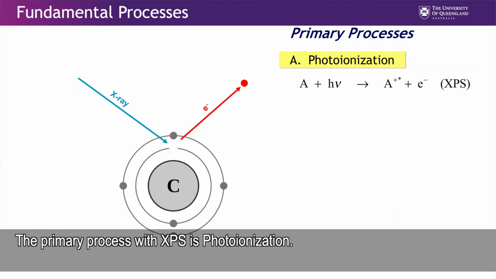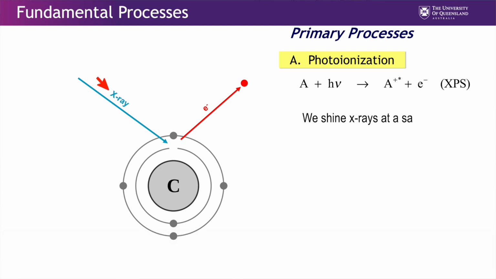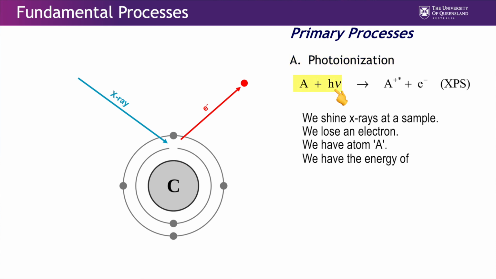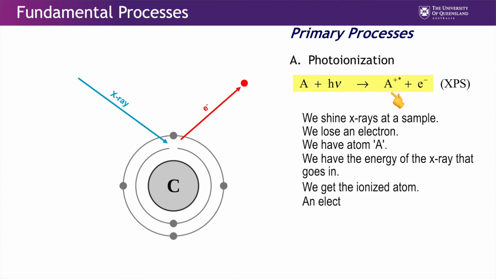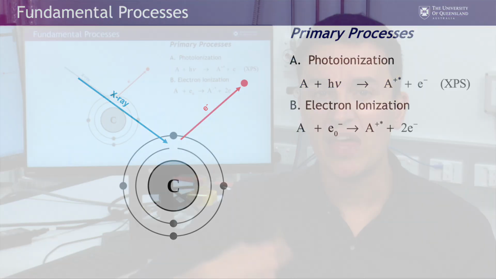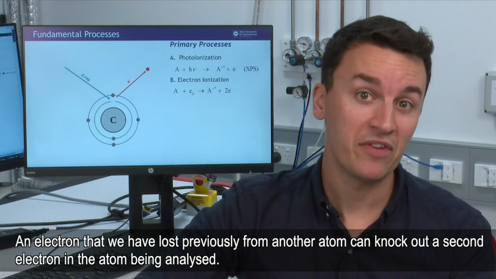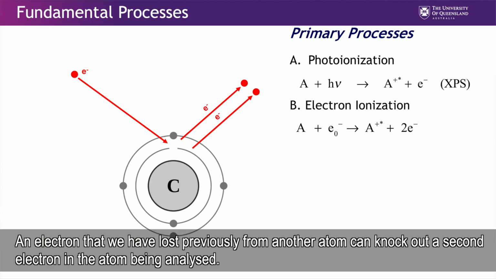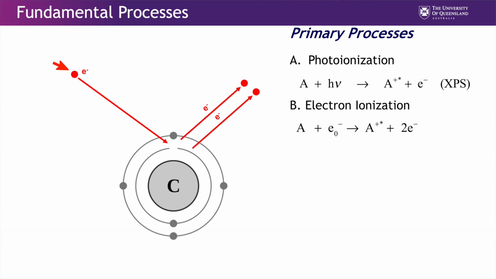Firstly, the primary process that we have is photoionization. So we shine X-rays at a sample, we lose an electron, we've got the atom A, we've got the energy of the X-ray that goes in, and then we get the ionized atom and we get an electron that comes off. Some other thing that can happen is electron ionization, so we can have an atom and then an electron that we've lost previously from another atom can knock out a second electron and will basically analyze the sample. So electron comes in, knocks out another electron. This tends not to happen.